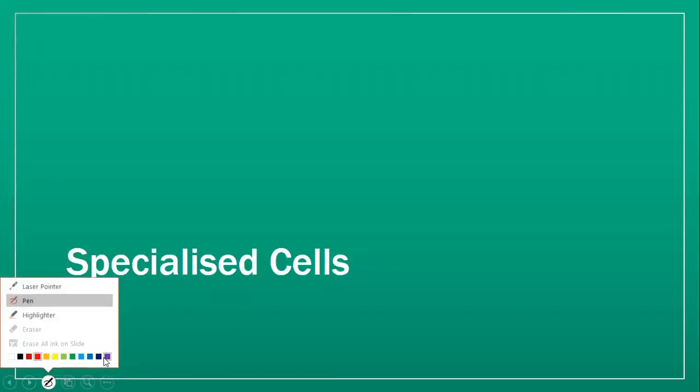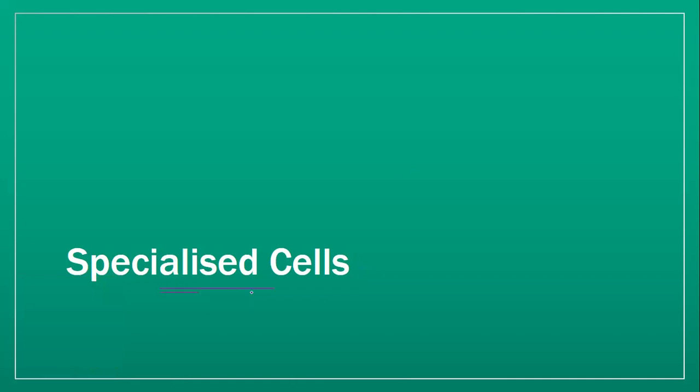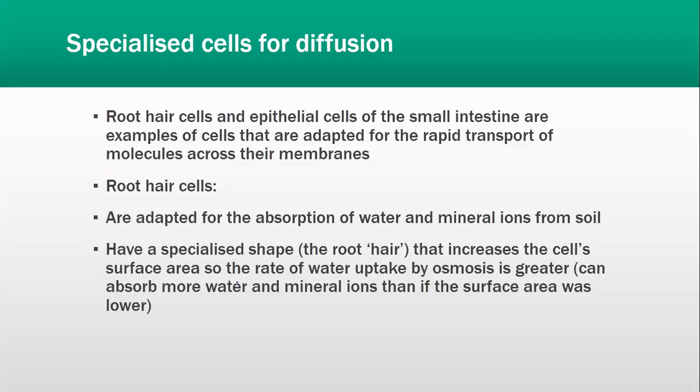Now let's talk about some of these specialized cells. Root hair cells, for example — we studied that root hair cells and epithelial cells both have these processes of transport across the cell surface membrane. They also use osmosis, active transport, co-transport, and the epithelial cells of the small intestine are examples of cells that are adapted for the rapid transport of molecules across their membranes.